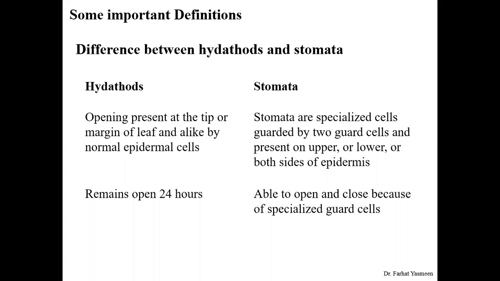First of all, you should be very clear about the difference between hydathodes and stomata. I hope you have heard the word hydathodes. Hydathodes are basically the openings present at the tips or margins of the leaf, and they are like normal epidermal cells. As the other epidermal cells are in shape, the same will be in hydathodes. While stomata are specialized cells which are guarded or protected by guard cells and present on the upper, lower, or both sides of the epidermis.